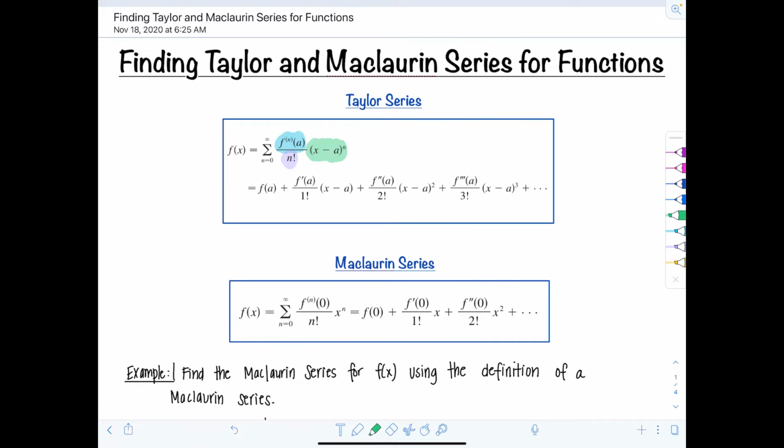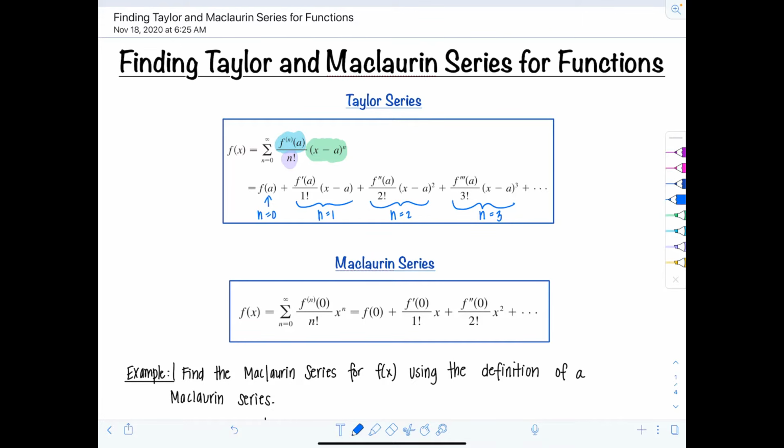And so if you write out the first few terms, it looks like we have written here down below. This is for n equals 0. This is for this entire term right here. This is for n equals 1. This is for n equals 2, n equals 3, etc.